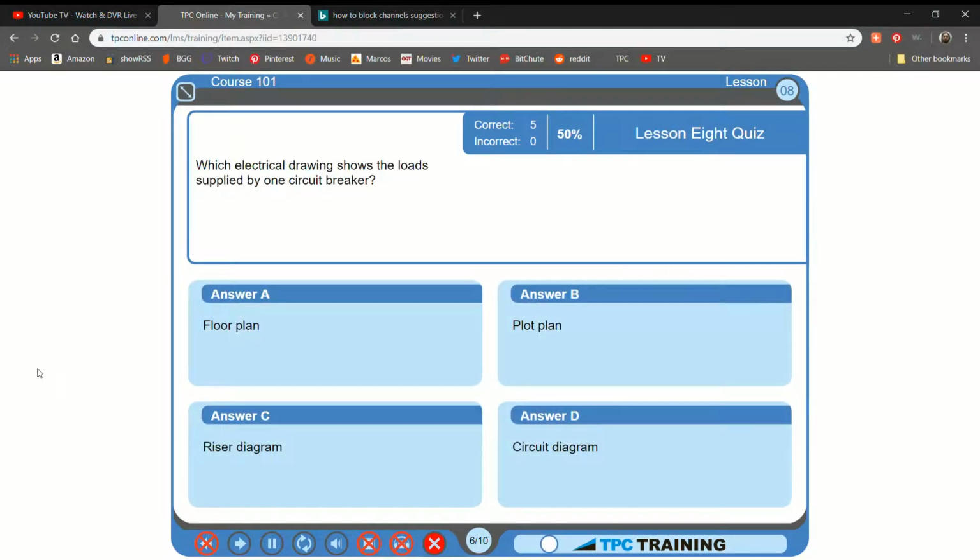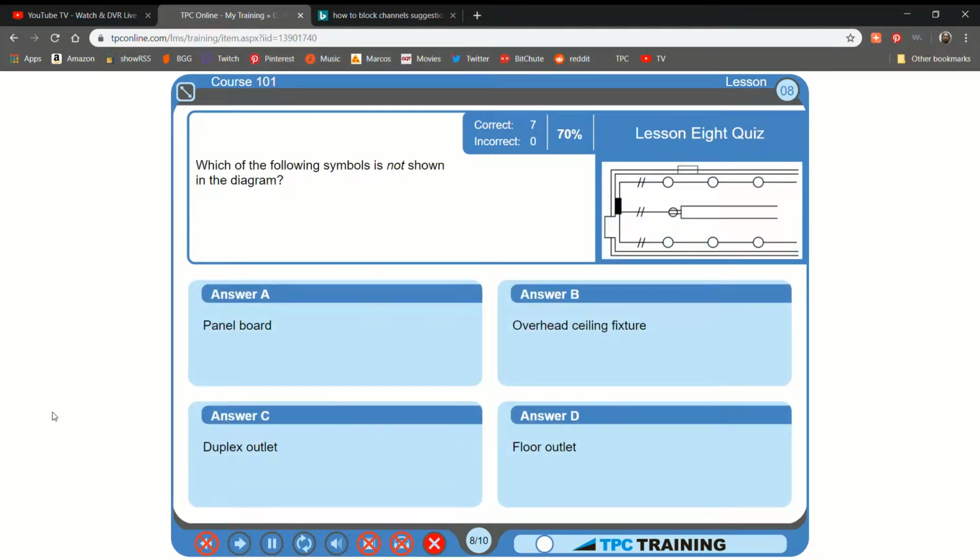Which electrical drawing shows the loads supplied by one circuit breaker? A. That is correct. Which electrical drawing shows how power is distributed to all the buildings? A. That is correct.